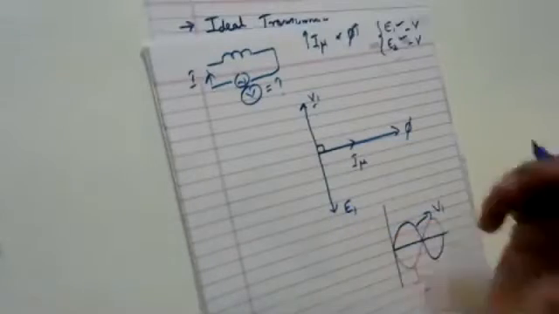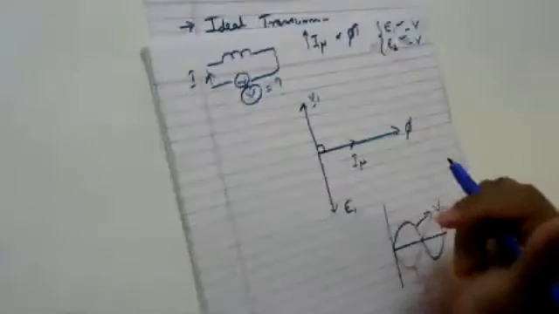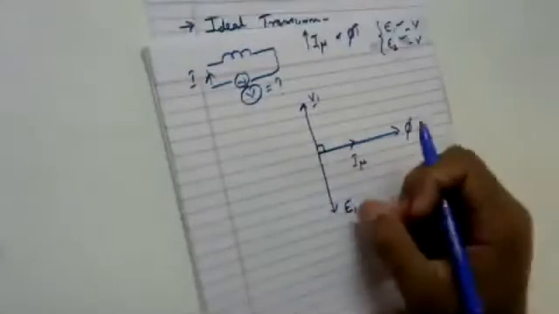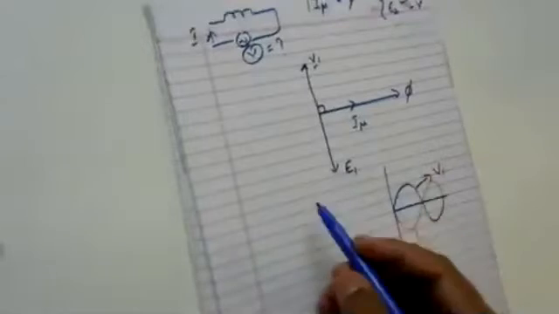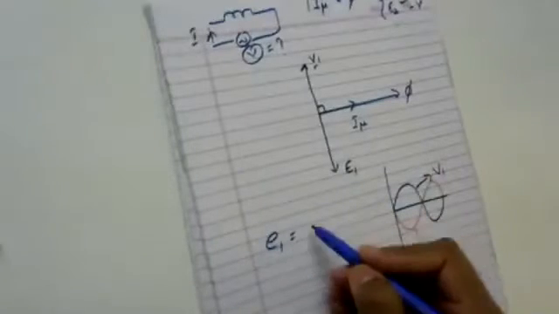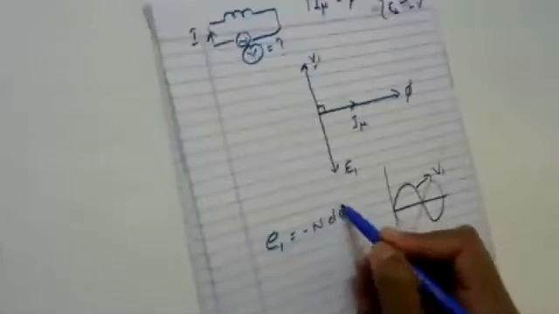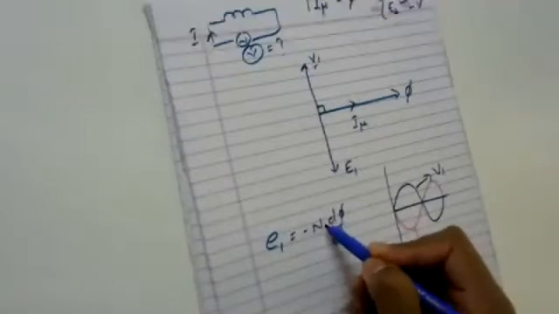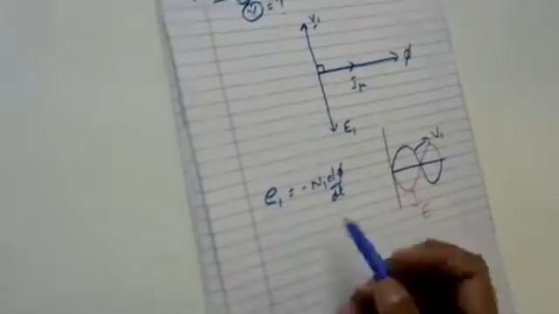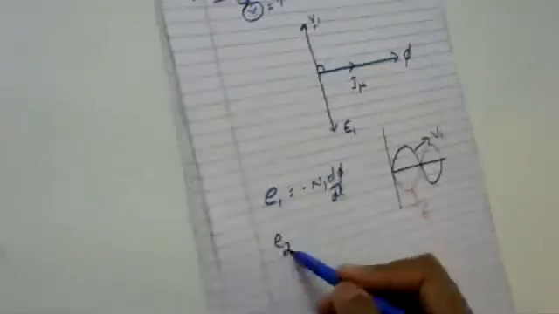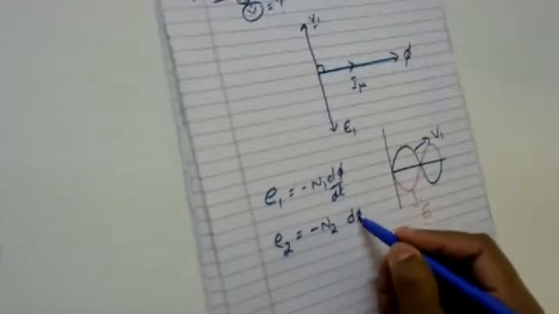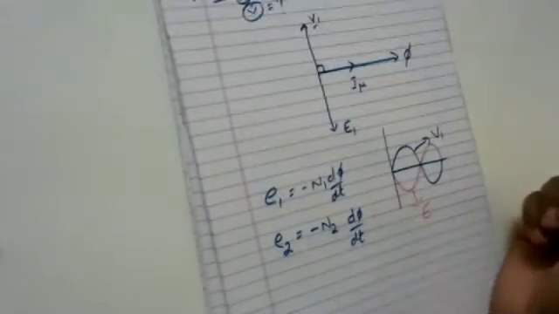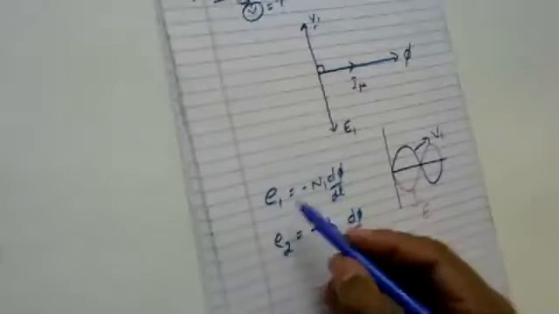Now, I want you people to understand this concept. What is this E1? It is the induced EMF. You people have written the equation for that also, saying that E1 is equal to minus N d phi by dt, minus N1 to be more specific. In a similar manner, how have we written the equation for E2? E2 is equal to minus N2 d phi by dt. Am I right? Yes.